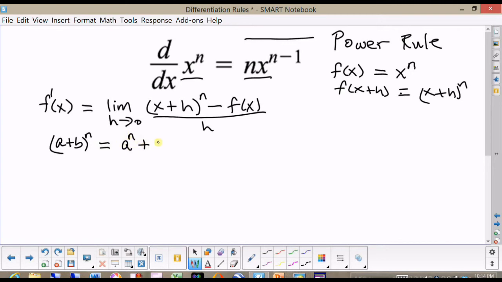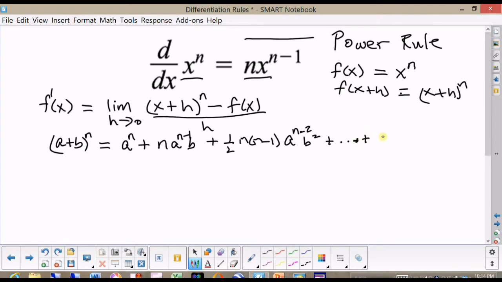plus n a to the n minus 1 times b plus 1/2 n times n minus 1 times a to the n minus 2 times b squared. Notice every time the power of a goes down, the power of b goes up by 1. And then you just add all these up, dot, dot, dot, look at all the terms.